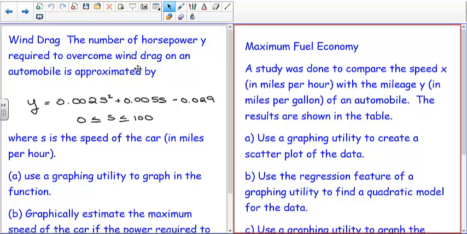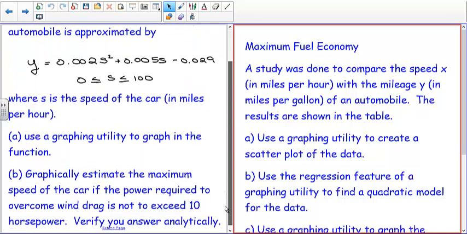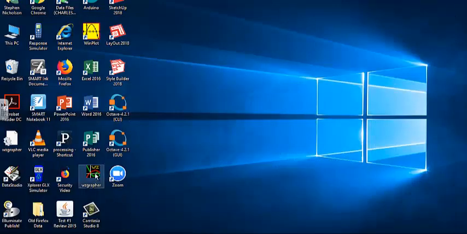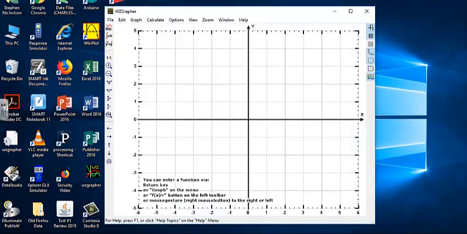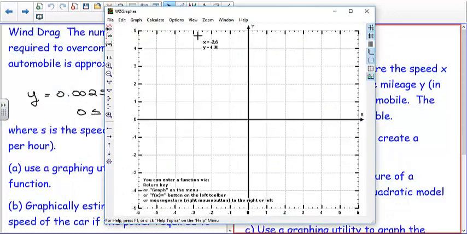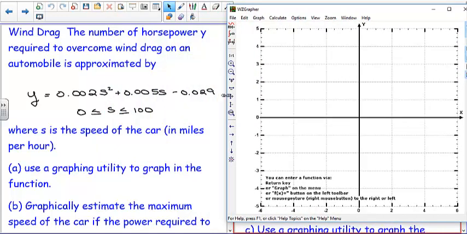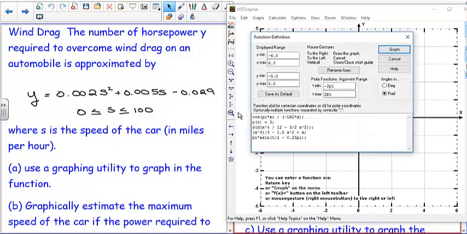It says use a graphing utility to graph the function and graphically estimate the maximum speed of the car if the power required to overcome wind drag is not to exceed 10 horsepower. Verify your answer analytically. Okay, so let's get our graphing program here. So let's move that over to this side. So all we have to do is put it in, and we have to resize it so that we can see what the heck's going on.